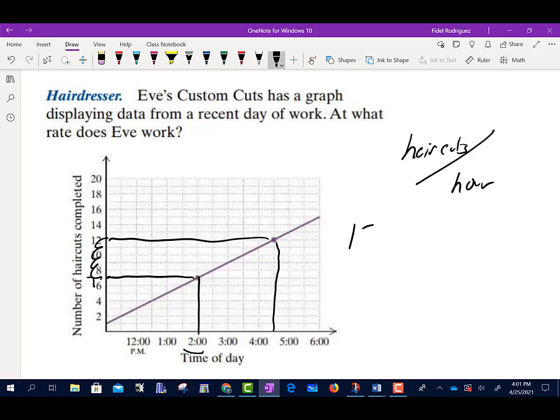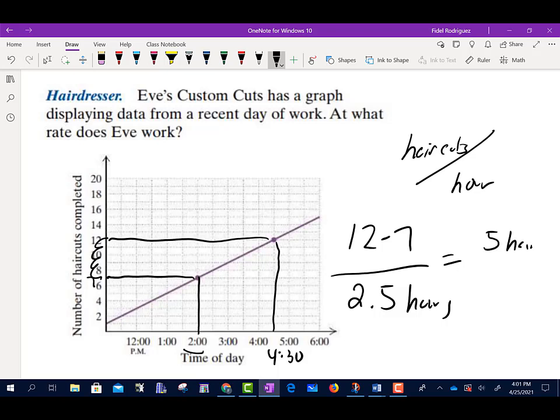So let's figure out how many haircuts have happened here. So we're going to take 12 minus 7, right? And how much time has passed? If this is 4:30, right? This is 2.5 hours, isn't it? From 2 to 4:30, that's 2.5 hours, okay? So 12 minus 7 is 5 haircuts over 2.5 hours, okay?